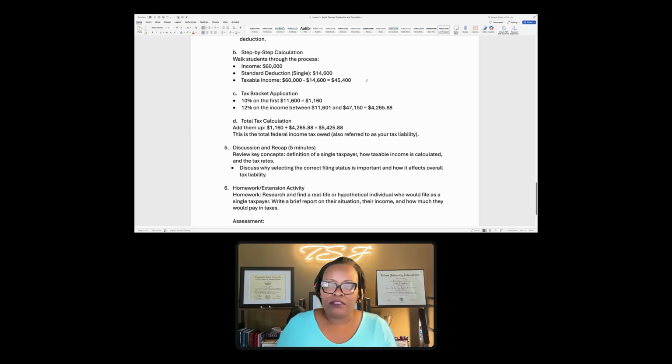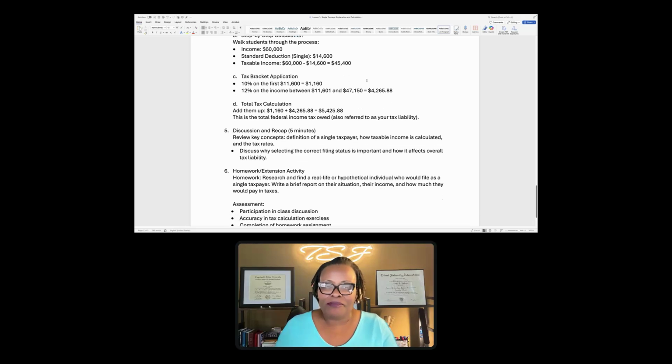Now remember we talked about the fact that the standard deduction comes straight off the top. So if you take that $60,000 and you immediately deduct the standard deduction of 14,600, that is the difference. That is the 60,000 minus the 14,600, which equals $45,400. That $45,400 is the amount of income that is taxable. Simple, okay?